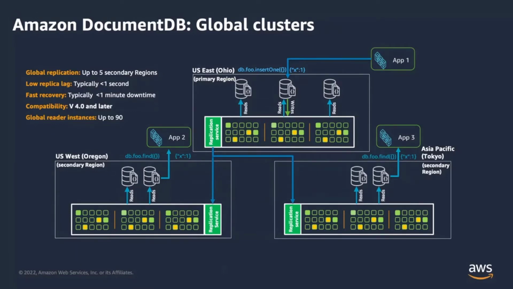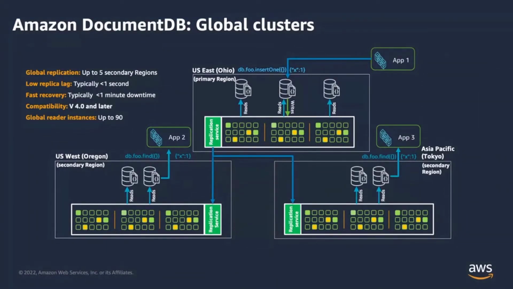Global clusters allows you to recover quickly from regional outages, should they happen. If an AWS region goes down, you can promote a cluster in a secondary region to a standalone cluster that can accept writes. And this process typically takes less than a minute and is pretty ideal for applications with strict RTO requirements. Global clusters are compatible with DocumentDB engine version 4.0. So if you're running on an older version like 3.6, you'll have to upgrade to start using this capability.